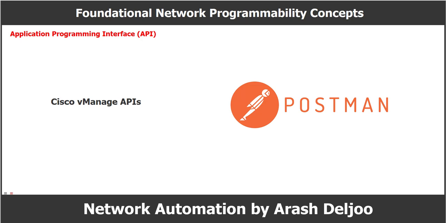Alright, now let me explain about the Cisco vManage APIs. This section discusses the various APIs available in the Cisco SD-WAN, specifically the vManage controller. This section provides some examples of how to interact with APIs programmatically by using Postman.